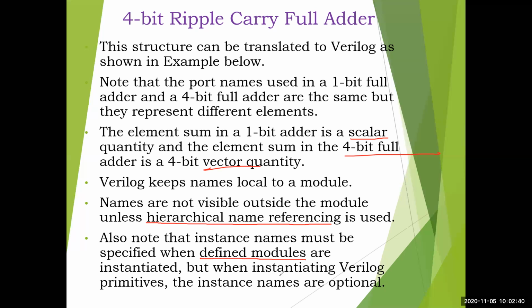But when instantiating Verilog primitives, in the 1-bit full adder I have called primitives, right? There I have not given any instance name. So I am again stressing this point: where we have to give an instance name, and where we should not give it. So with this we show the program, a very simple 4-bit full adder.